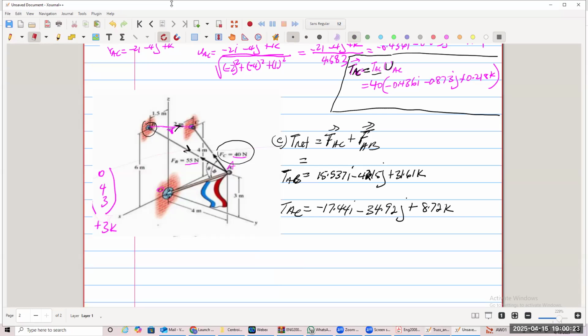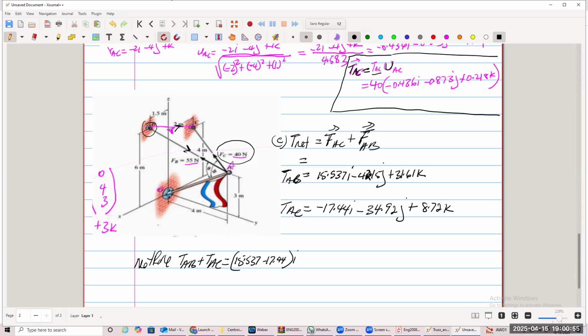Utilize the space wisely. So your net force is going to be TAB plus TAC. So you sum them. So it will be 15.537 bracket minus 17.44. All right.